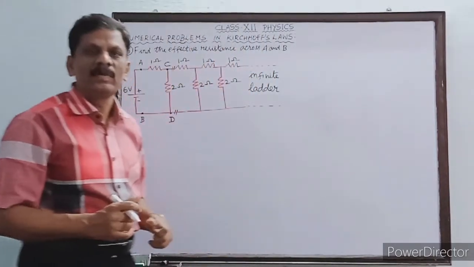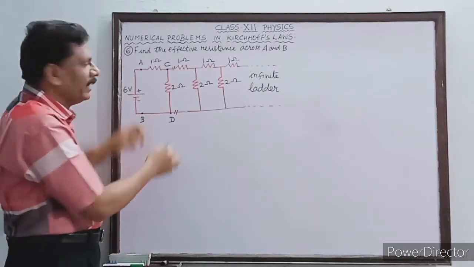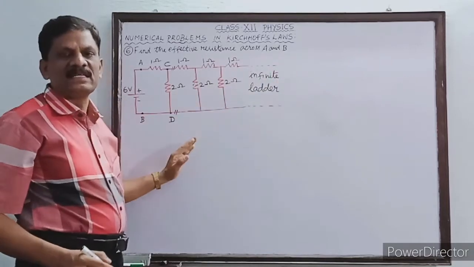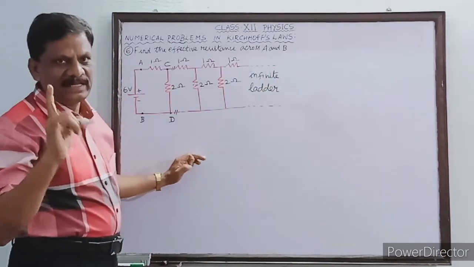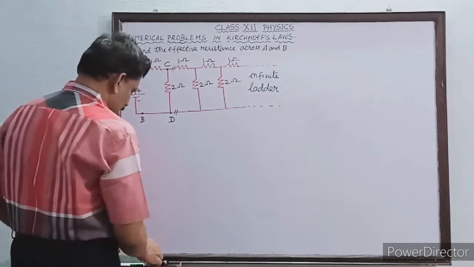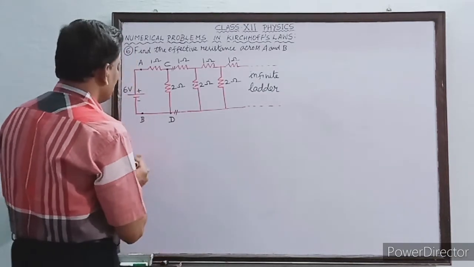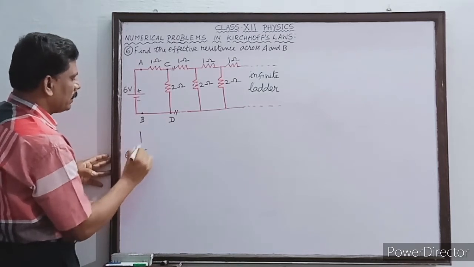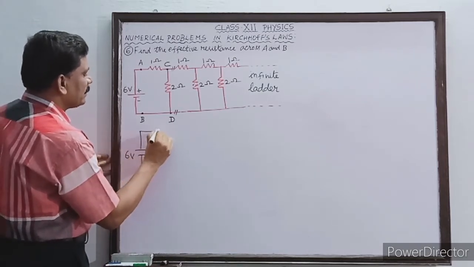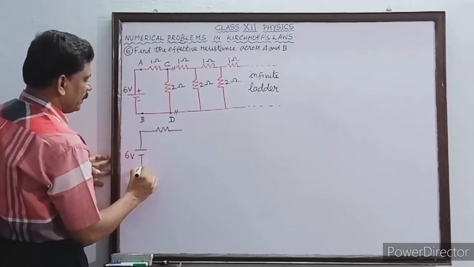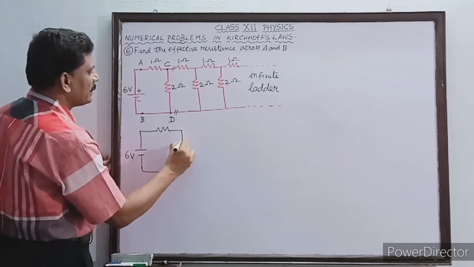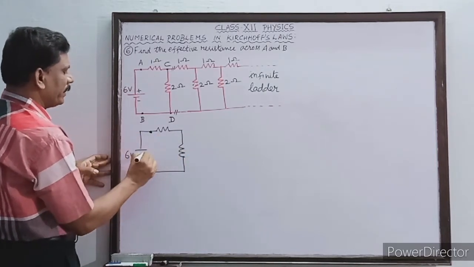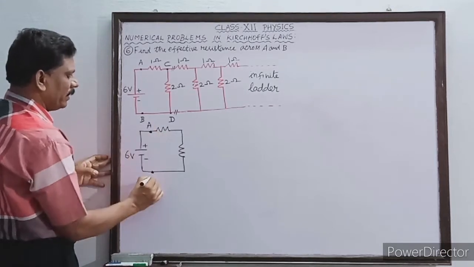Therefore, after the points C and D, I will cut this ladder, so that the resistance of the remaining portion is, let us say, X ohm. So I will redraw the circuit. This is 6 volt, this is a resistor of 1 ohm, and here this is 2 ohm. This is the point A and B.